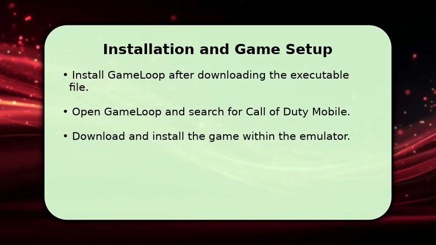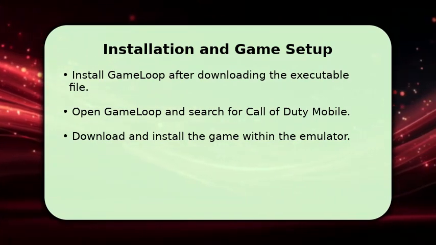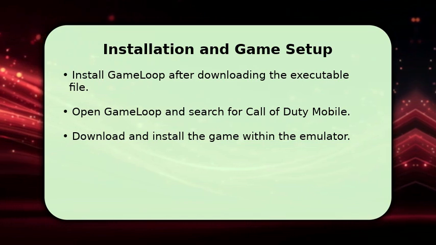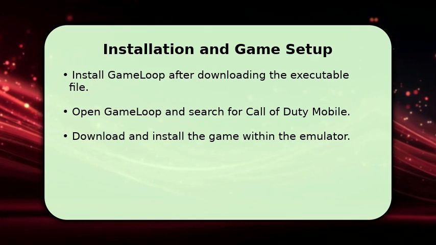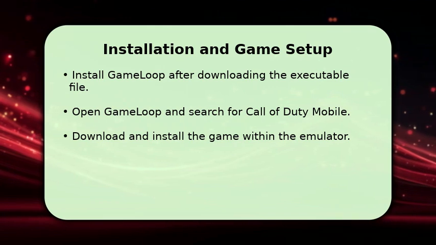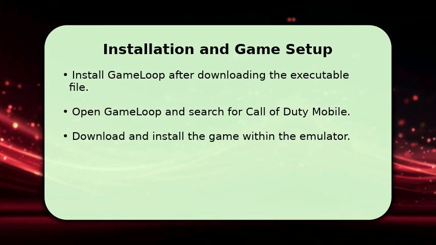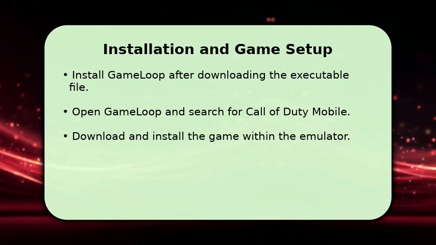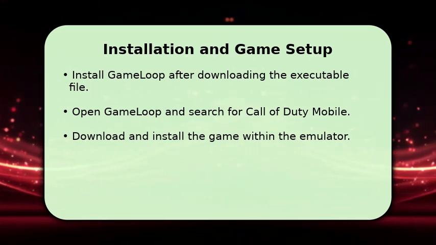Once you have downloaded the GameLoop executable file, the installation process is straightforward. Simply run the installer and follow the on-screen prompts to set up the emulator on your system. After GameLoop is successfully installed, open the application. Within the emulator's interface, you will find a search bar. Use this to locate Call of Duty Mobile. Proceed to download and install the game directly through GameLoop, just as you would on a mobile device.